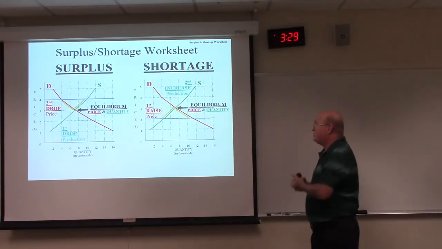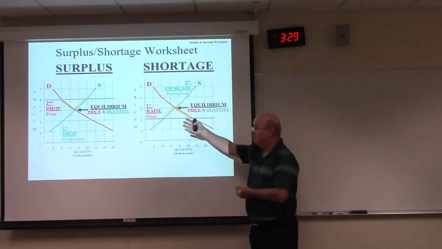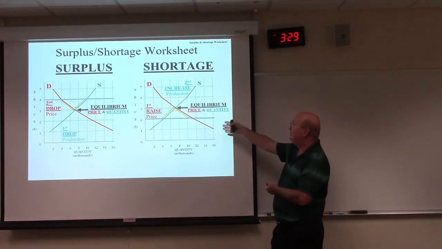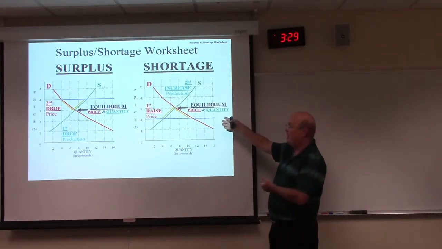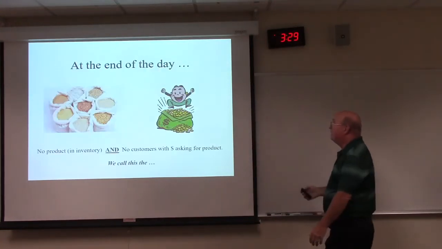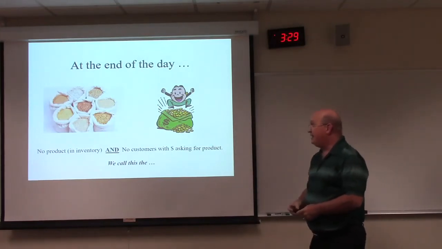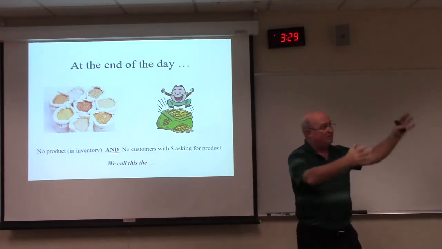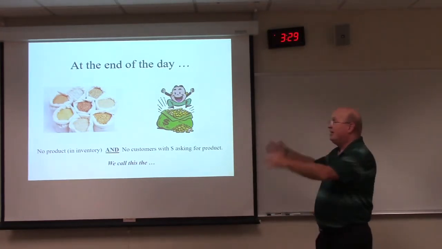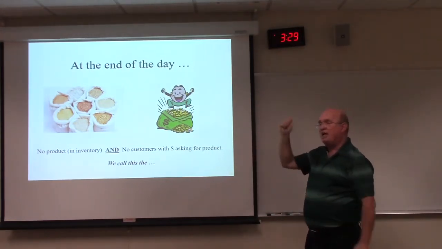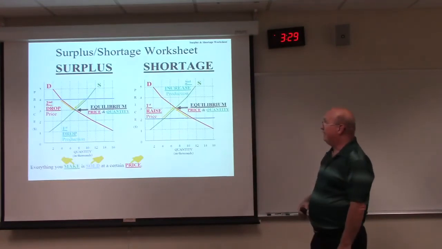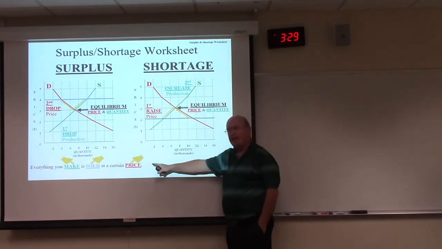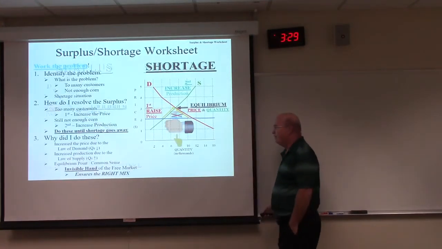So, your sheet should look like this. Drop production, drop price, raise production. Okay, so here's what we're looking at. At the end of the day, what you want to be able to do is there's no inventory left, our inventory is empty, and there's no customers left at the door saying we want it and showing us money. Everything you make is sold at a certain price, that's equilibrium.